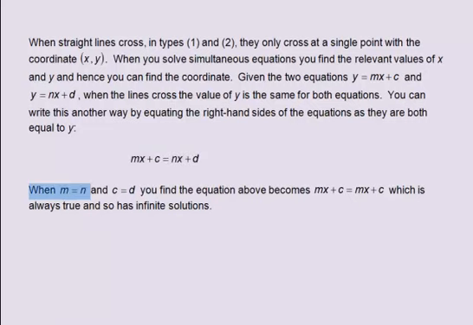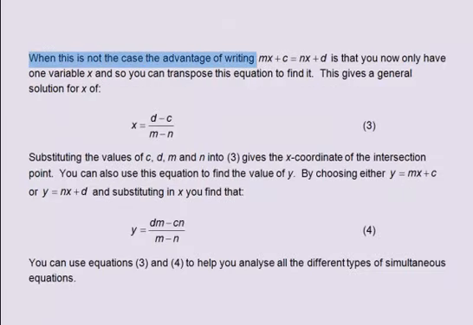When m equals n and c equals d, you find the equations above become mx plus c equals mx plus c, which is always true and so has infinite solutions. When this is not the case, the advantage of writing mx plus c equals nx plus d is that you now only have one variable, x, and so you can transpose this equation to find it. This gives a general solution for x of x equals d minus c divided by m minus n. Call this equation 3.